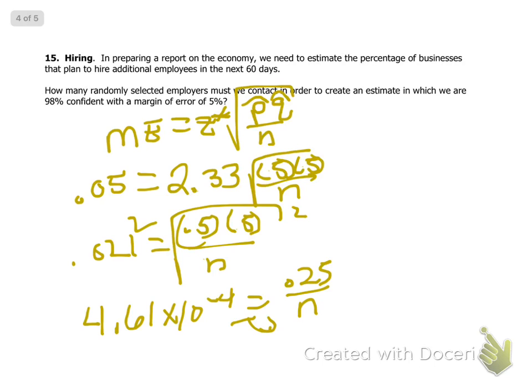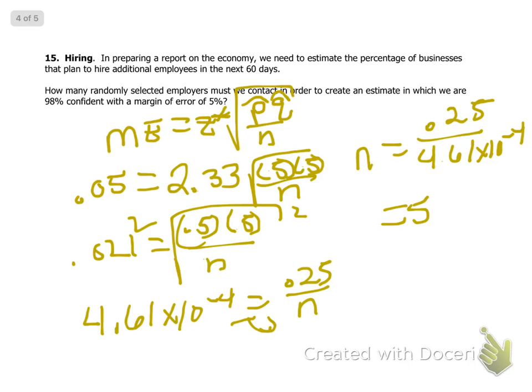Remember, these things just do the do-si-do, so I get n is equal to 0.25 divided by 4.61 times 10 to the negative 4th. So I'm going to put 0.25 divided by my answer, and I get 541.18. If you want to say that's 542, go right ahead. I'm going to say 541 people. This is the best way to do that. You see how I have my math and I have the exact answer, and then I tell what the reasonable answer is.